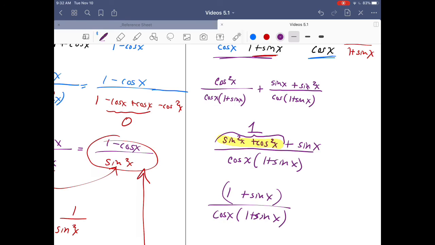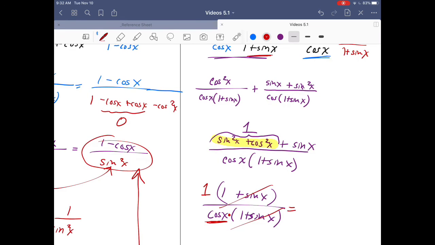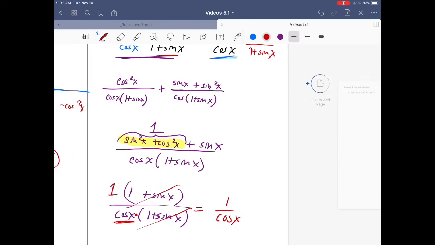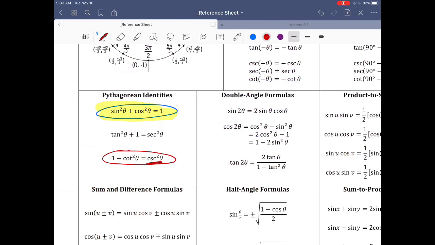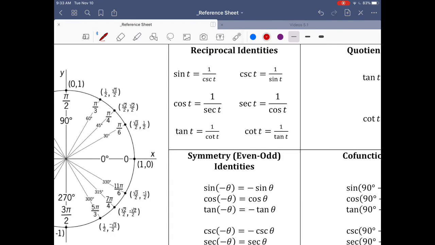And here's why I asked you not to distribute the denominator all those minutes ago. Because now what happens? We have 1 plus sine dividing out 1 plus sine. The reason we can do that here is because the 1 plus sine in its entirety is connected to the cosine of x with multiplication. So now what remains is 1 over cosine x. And where does that take us? 1 over cosine x. The final answer, quote unquote, should be secant x, because, as we know, 1 over cosine is secant.